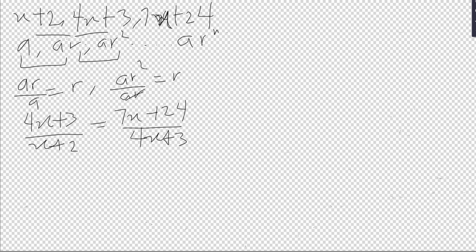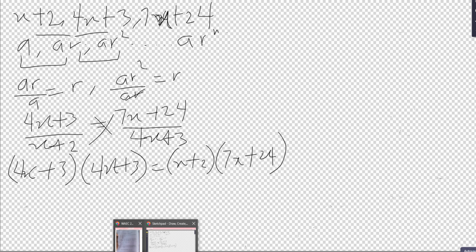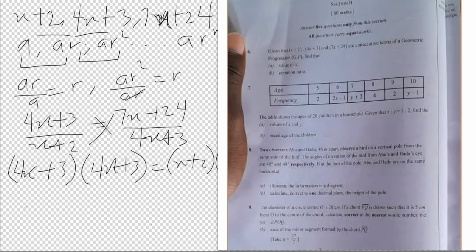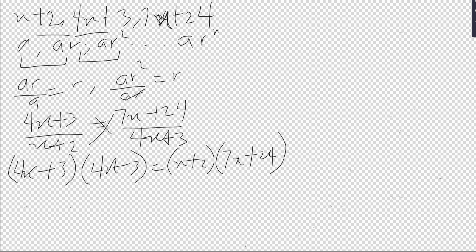So in this case, we're going to see that we can do a kind of cross multiplication here, so that we have 4x plus 3 all into bracket 4x plus 3. Then at this side we have x plus 2 all into bracket 7x plus 24. So just to be sure, let's look at the question once again. So in the question we have x plus 2, 4x plus 3, and 7x plus 24.